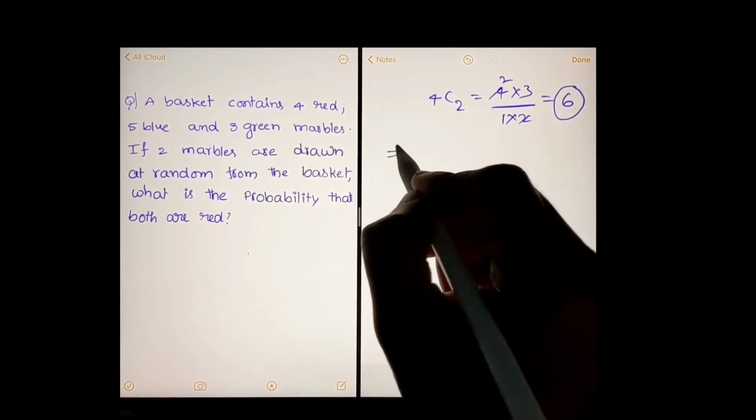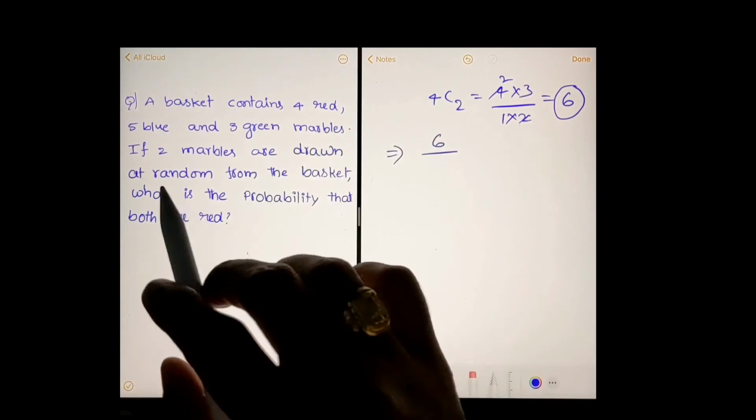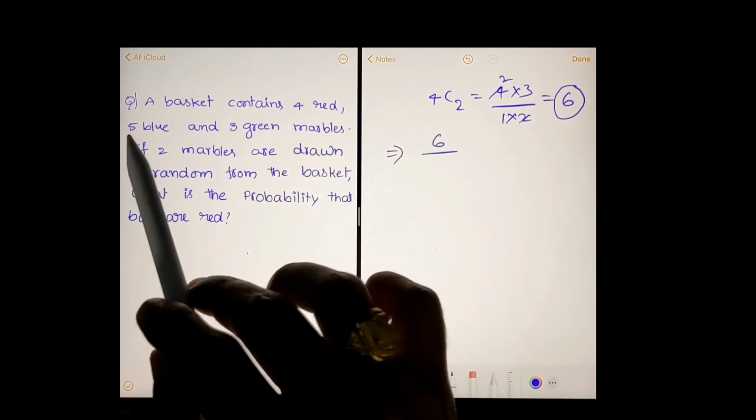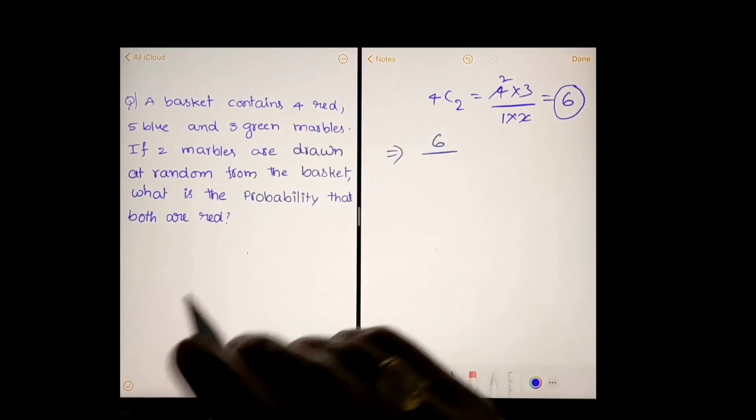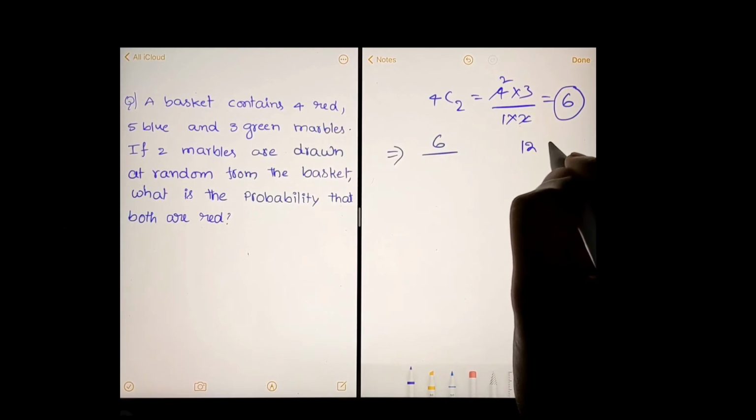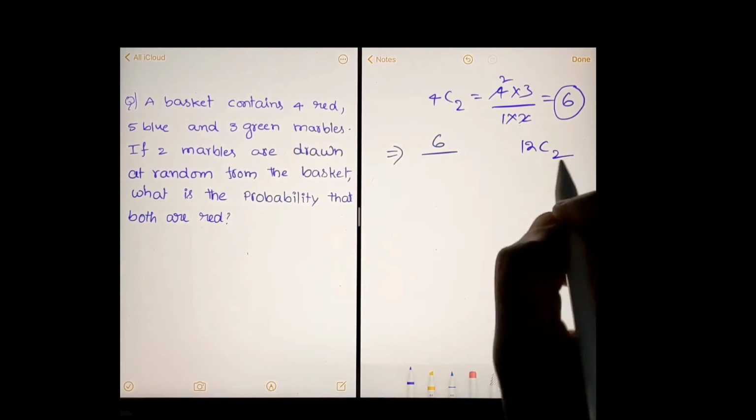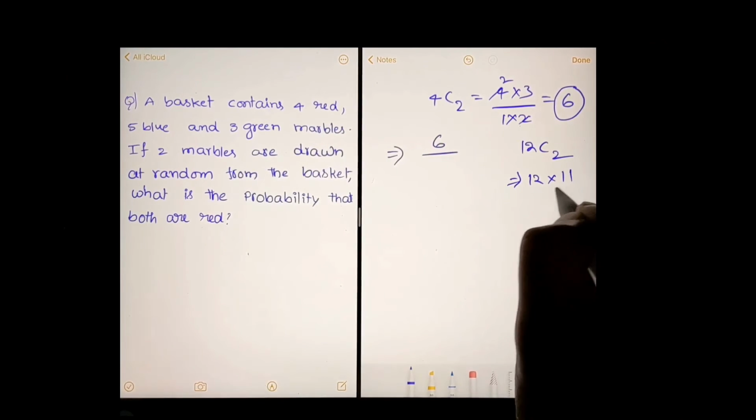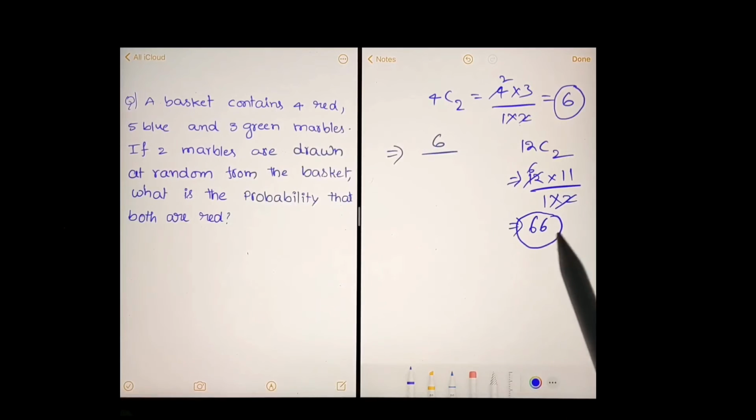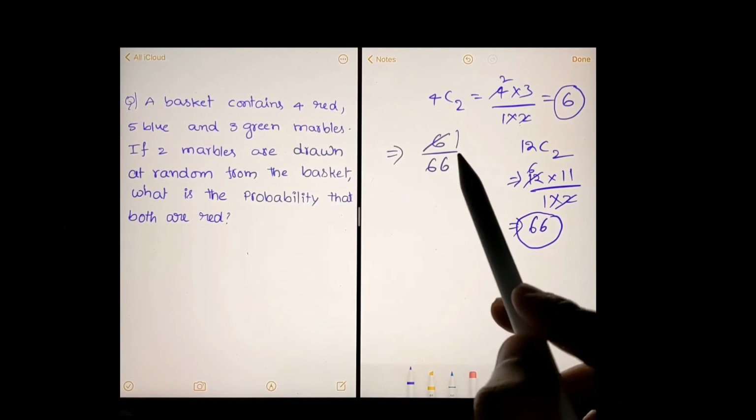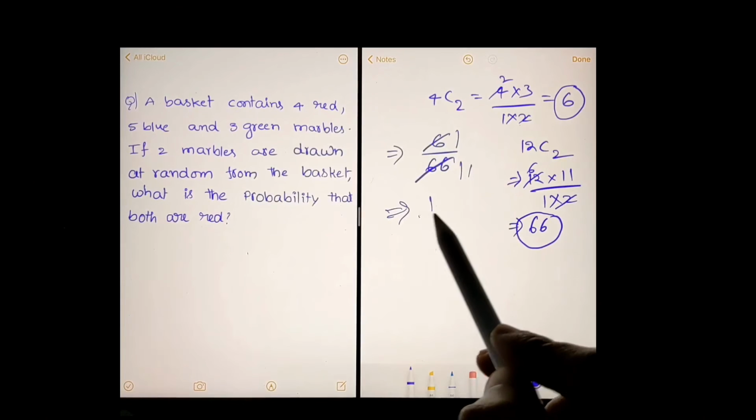So probability is expected number of possibilities, that is 6, and total possibilities are, we have total 4 plus 5 plus 3, that is 4 plus 5 is 9, 9 plus 3 is 12 marbles. So out of 12 marbles we can pick 2 marbles in 12C2 ways, that is 12 into 11 by 1 into 2. 2 6s are 12. 11 into 6 is 66. Total 66 ways we can pick 2 marbles out of 12 marbles. Answer is 6 by 66. 6 ones are 6 and 6 11s are 66. The final answer will be 1 by 11.